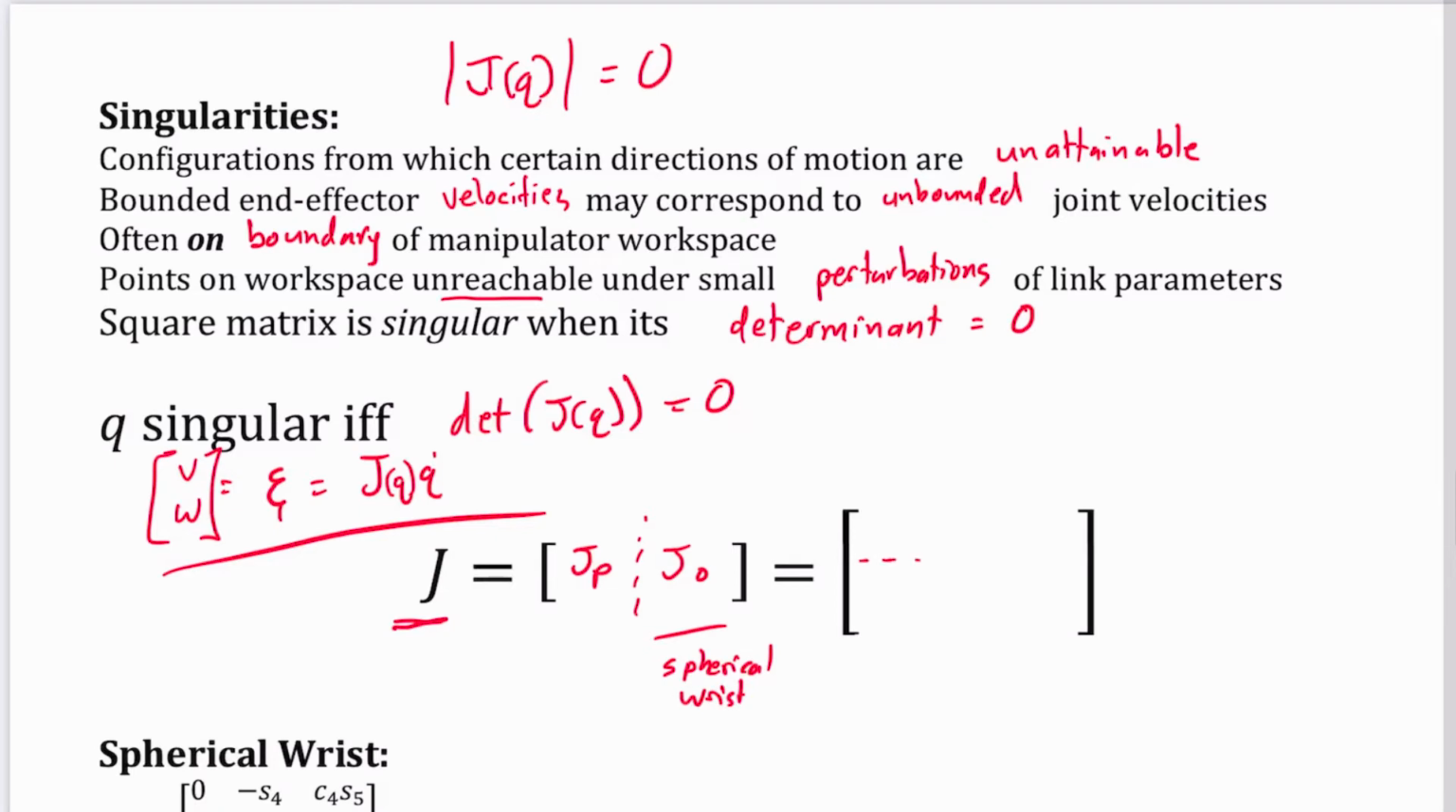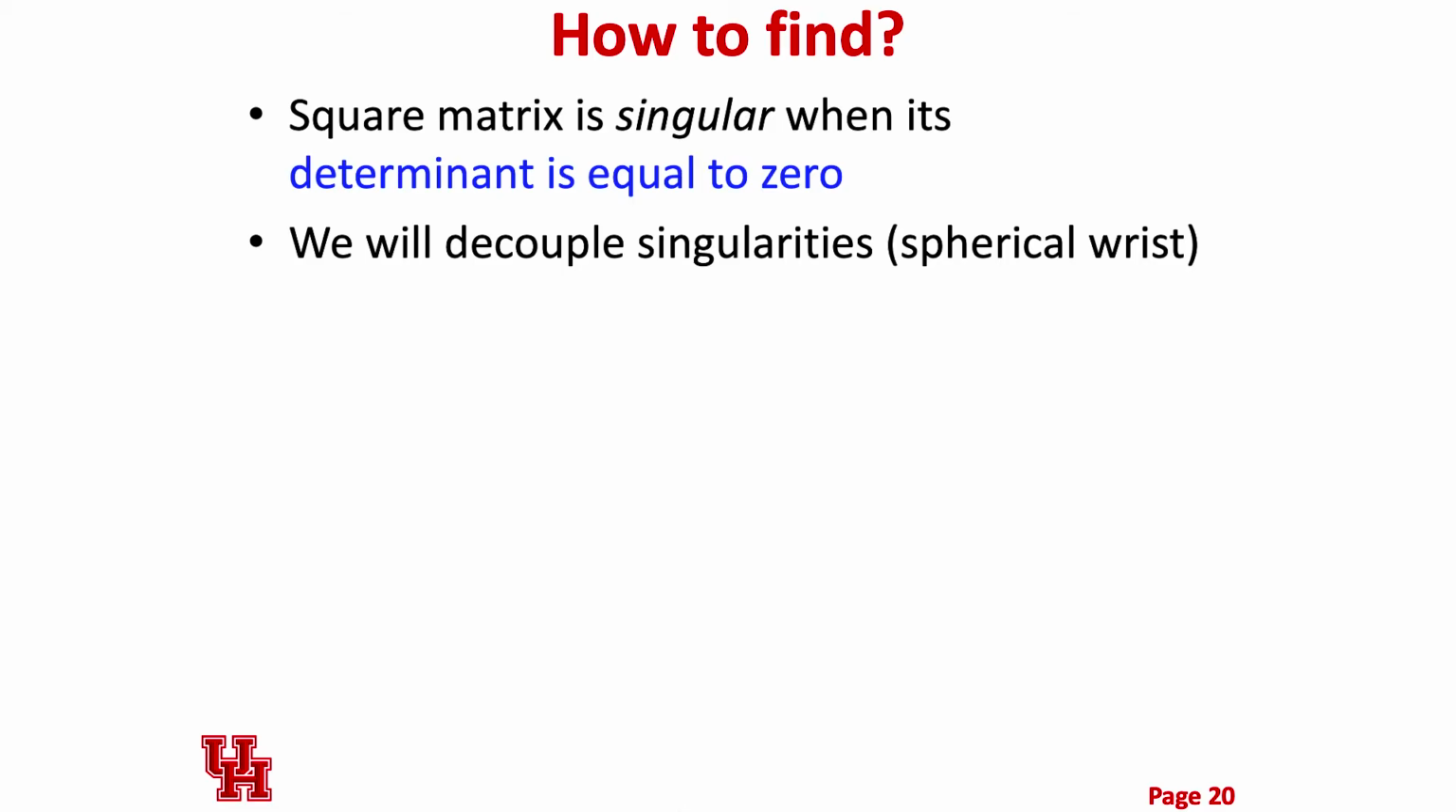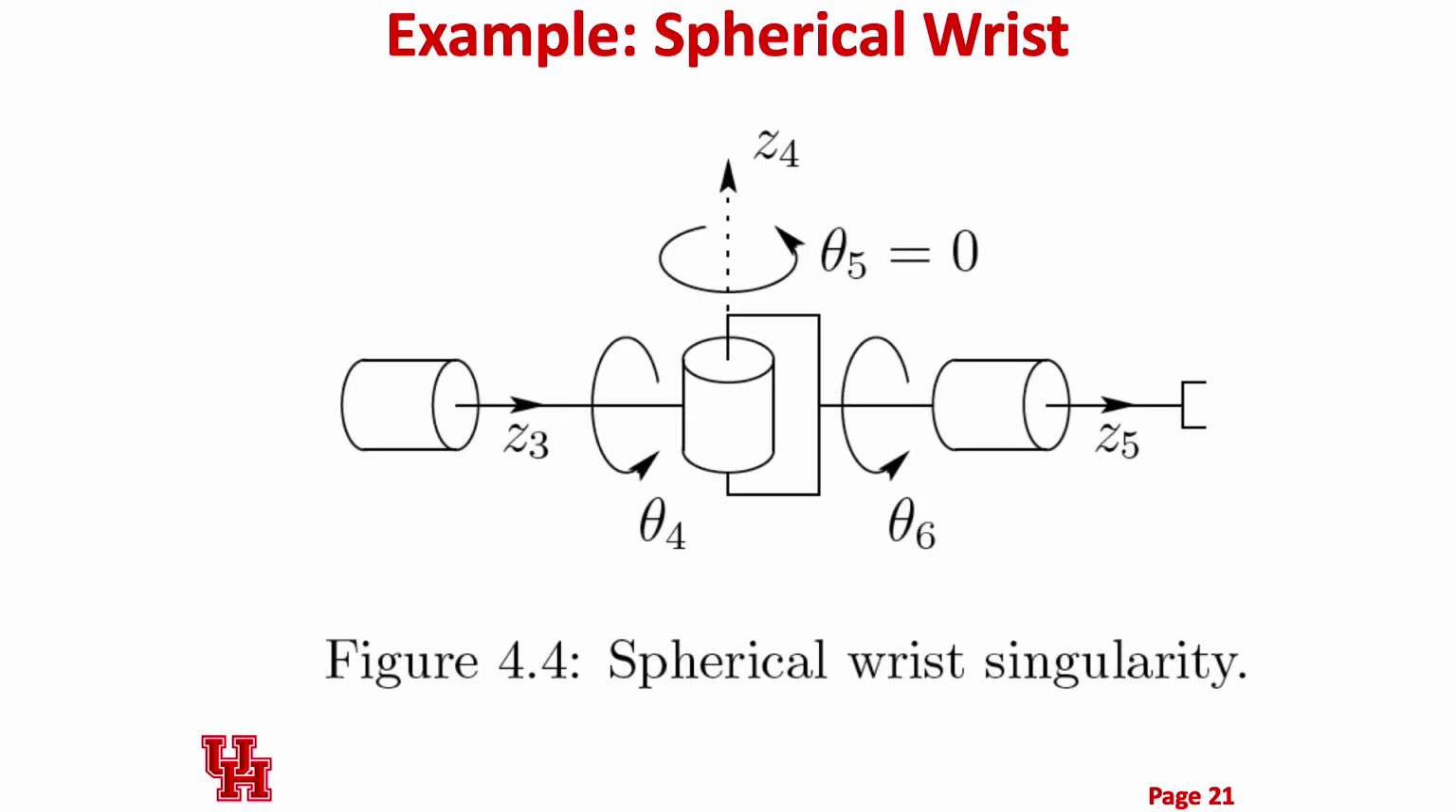So we can take this whole Jacobian and split it into multiple parts. We'll call these J11, J21, J12, and J22. The trick that we're going to do is decouple our singularities by using a spherical wrist. So here's our spherical wrist. Remember, it's got this special point in the middle called the wrist center. We've got our roll around Z3, our pitch around Z4, and then our yaw around Z5.